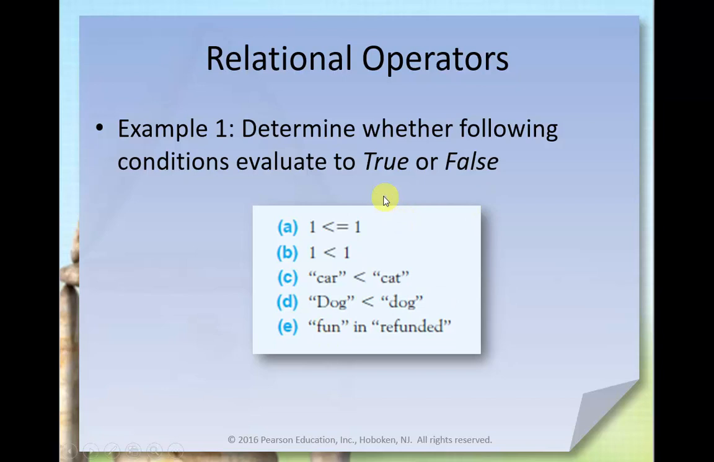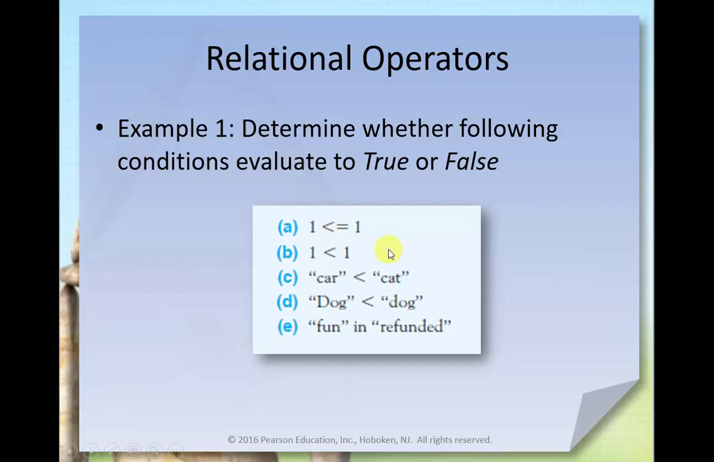So here's an example of determining whether a condition evaluates to true or false. 1 less than or equal to 1? Yeah, that's true. The first condition is false. 1 is not less than 1. But the second condition is true. 1 is equal to 1. So there's always an implied or, not an and, but an or, sorry, when you're using a less than or equal to. So one or the other can be true.